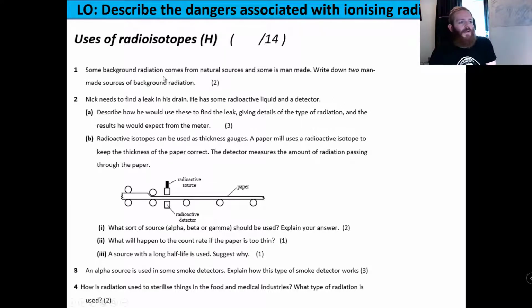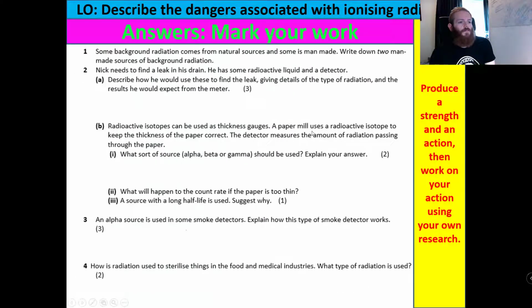Okay then, so some background radiation comes from natural sources and some is man-made. Write down 2 man-made sources of background radiation, and you should have got medical treatments, nuclear bombs, nuclear waste, any of those is fine.